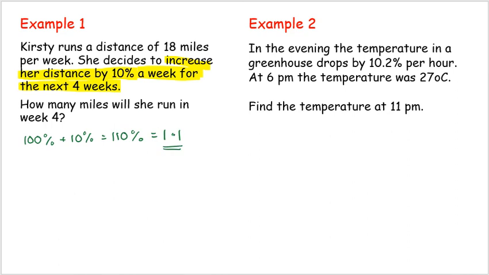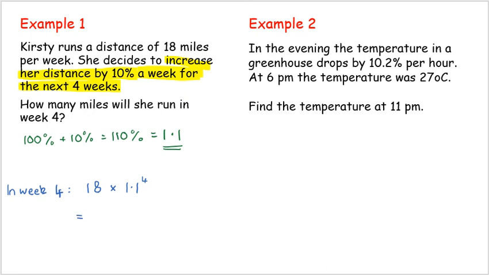Okay, so the multiplier we are going to be using for a 10% increase is 1.1. Now, in week 4, Kirsty will have ran. So we take her initial distance, which is 18. She increased that 4 times by 10% to get to that 4th week. So we multiply that by our multiplier, but we need to do that 4 times. So we're multiplying by 1.1 4 times, which gives us 4 lots of 10% increases.